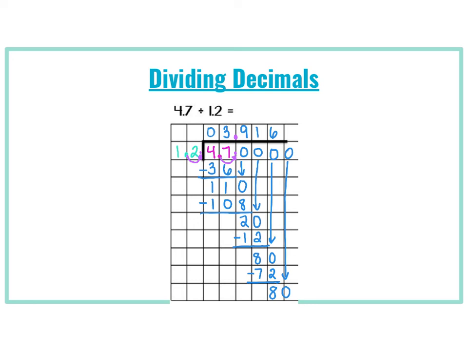So instead of continuing on in our division problem, we can just put a line above the 6 to show that it would be repeating. So our answer is 3 and 916 thousandths repeating.